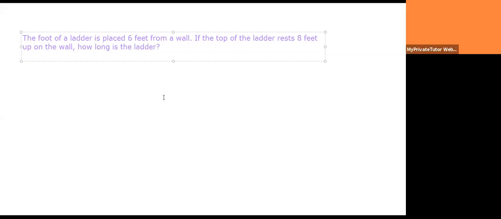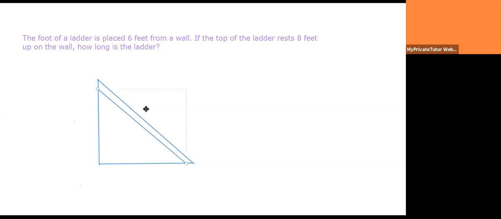So how to solve this question? Try to draw a diagram if you can, so that it is useful for us. The foot of a ladder is placed 7 feet from the wall. If the top of the ladder rests 8 feet up the wall, how long is the ladder? You guys understand? So there is a wall like this, and there is the distance from the ladder, and let's call this the ladder.